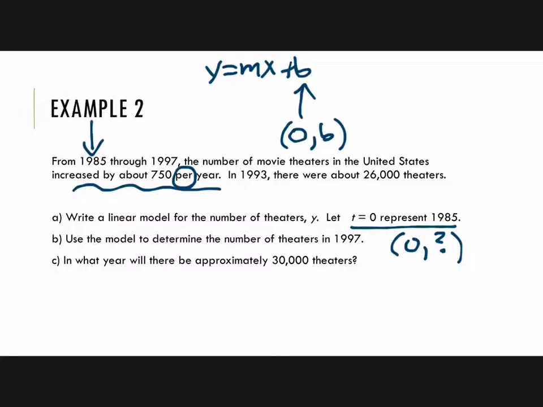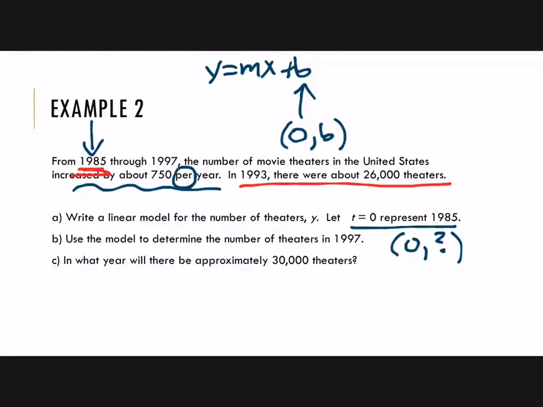So you have a couple options. Since we do have this piece of information, in 1993, there were 26,000 theaters. So one option is to just kind of back up 750 per year from 1993 to 1985. That's kind of the long way of doing it. Okay, and that would certainly work.